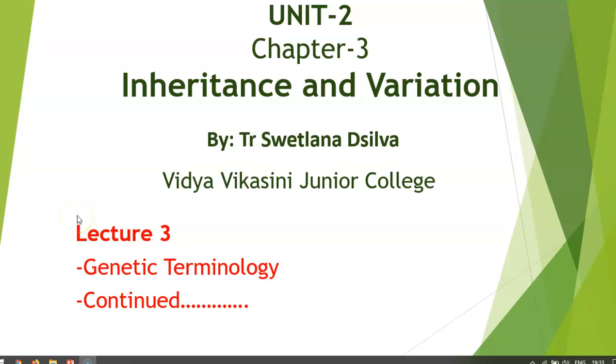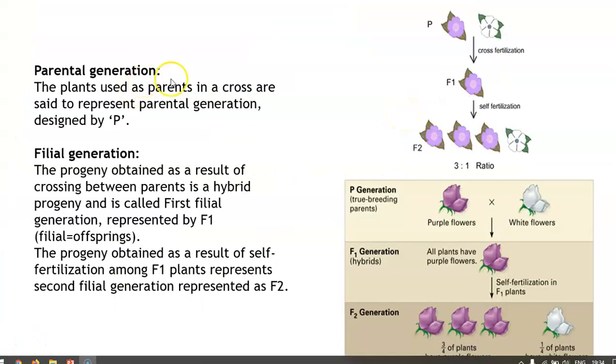Hello students, in our previous session we have come across and learned certain genetic terminologies. In our today's session we will continue to learn some more genetic terms in the chapter Inheritance and Variation. So let's get started.